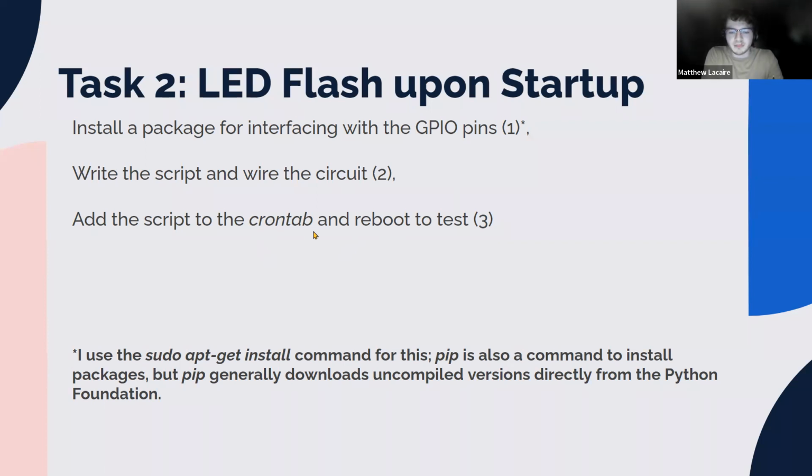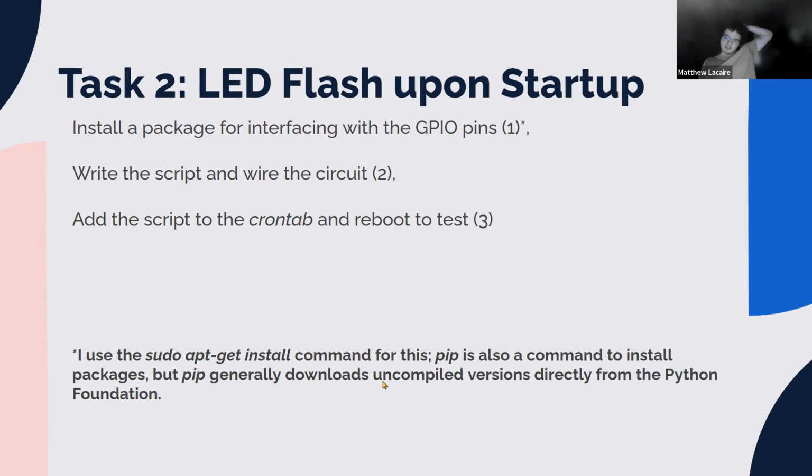And I'm bringing this up because this was a question one of the CS members brought up: I used the sudo apt-get install command for getting a package. What this does is download it from a group of recognized packages that already exist for Raspberry Pi. We also have pip. Pip is used with Linux. I think pip3 is used for Python 3 packages. But pip in general downloads uncompiled versions directly from the Python Foundation.